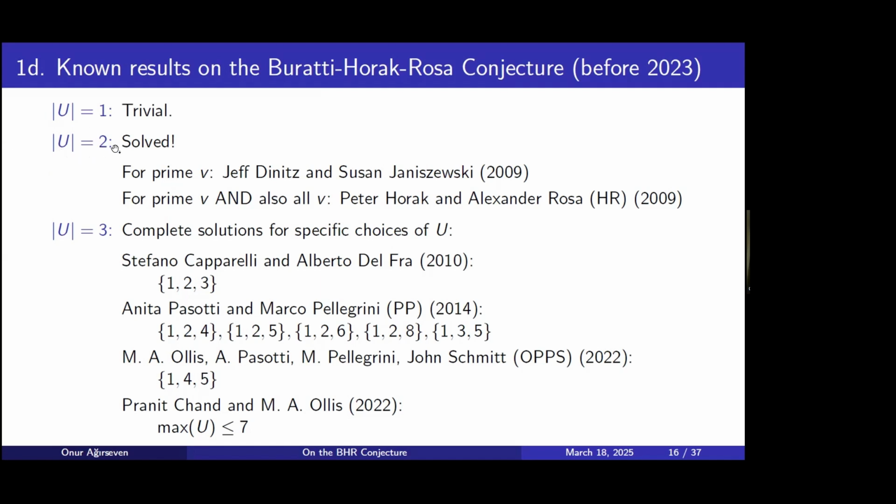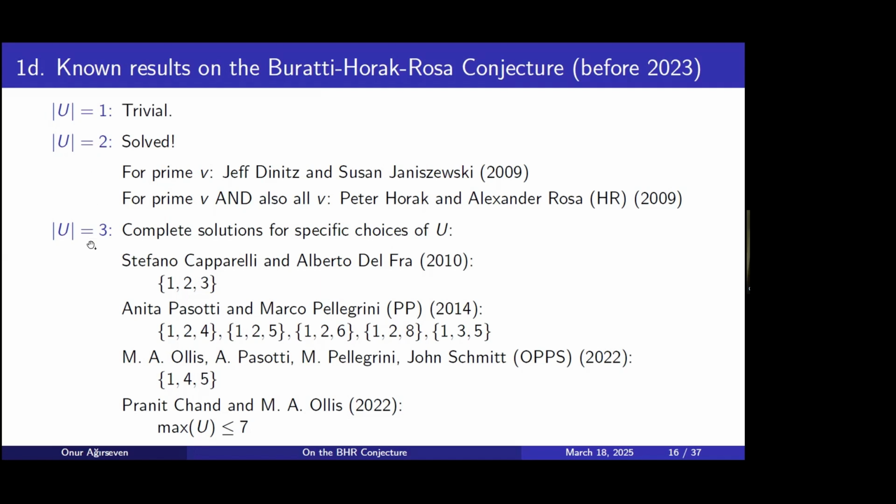The U is equal to 2 case for prime was actually independently solved by these two pair of scholars. The reason why Dinitz and Yaniszewski didn't do the non-prime was because at that time the problem was only described for prime. Horak and Rosa, in the same paper that they solved prime independently, also described it for all V, and for U equal to 2, they also solved it.